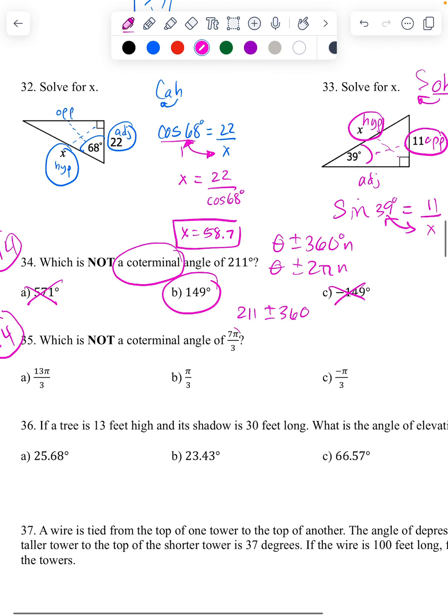This is the same concept, but in radians. I always told my class, if the bottom's a 3 and you're trying to do 2 pi, you need the top to be twice as big because 6 over 3 would reduce.